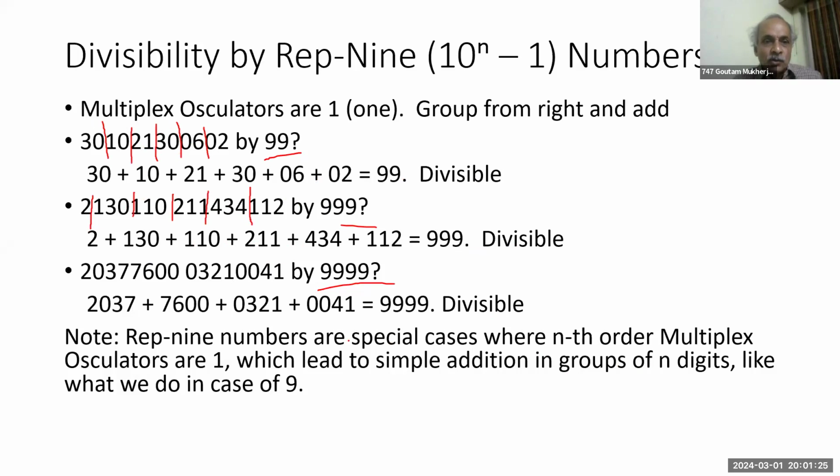Okay. So repeat 9 numbers are special cases where the nth order multiplex oscillator is 1. Like in case of 9, simple addition was the oscillator, 1 plus 1, first order. Here second order is 1, third order is 1, fourth order is 1, and so on.